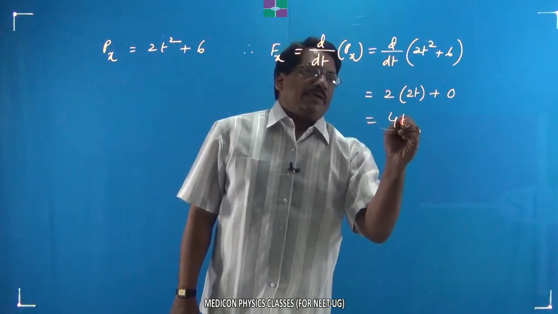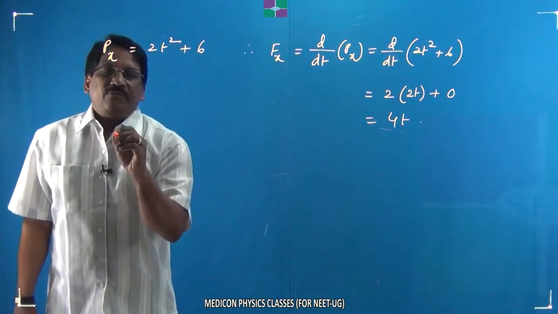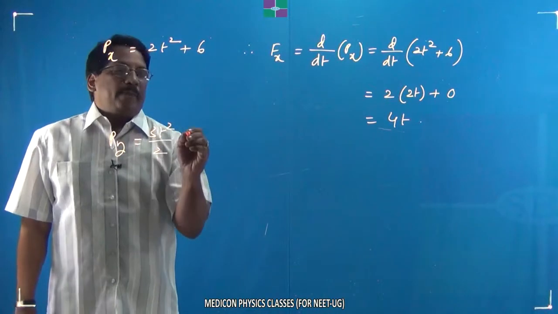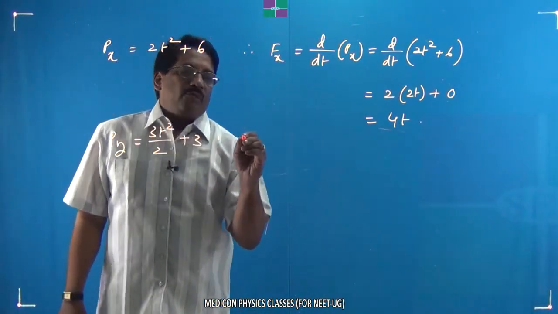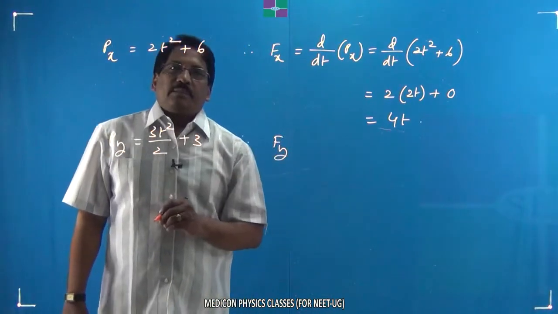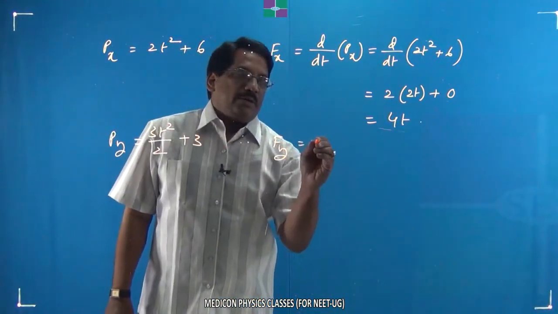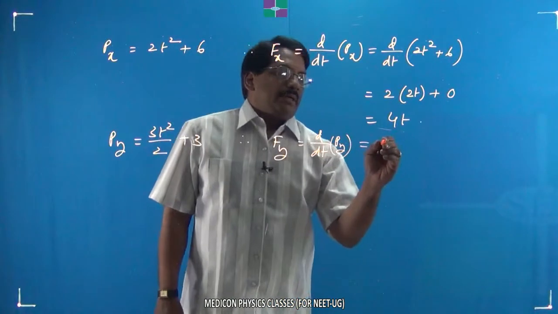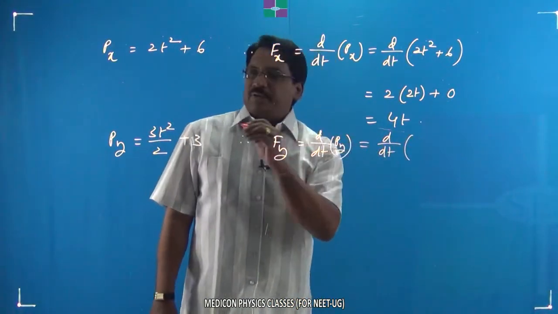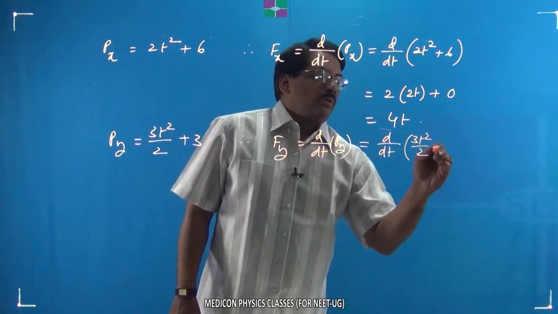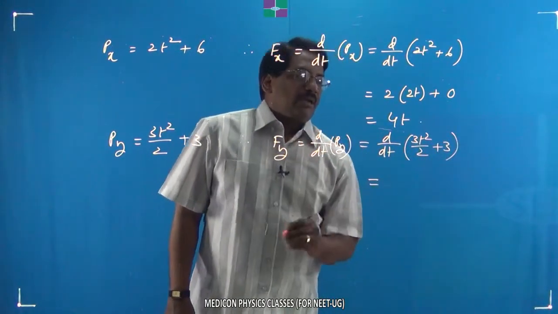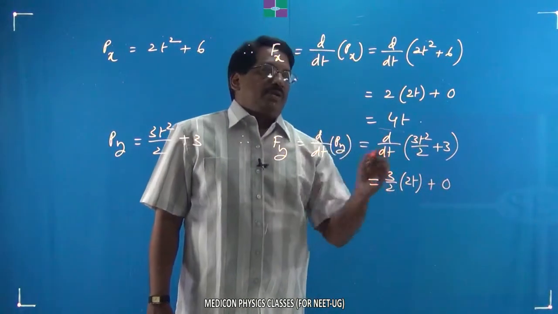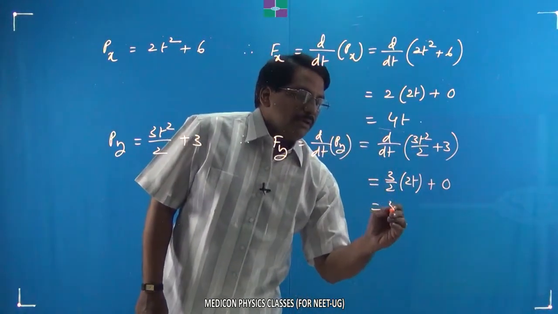and this is 4t. And then py is equal to 3t square by 2 plus 3. Therefore, Fy, the y component of force, is equal to d by dt of py, and this is equal to d by dt of py function, 3t square by 2 plus 3, and this is equal to 3 by 2 into 2t plus 0, differentiation of constant, and this is equal to 3t.